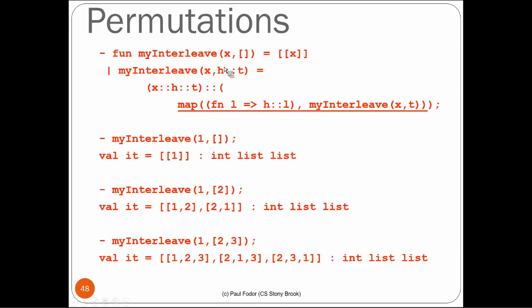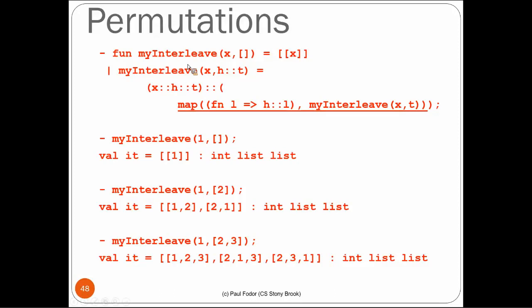So if x is inserted at any possible position in the list that contains h as the head and the tail t, one possible interleaving is to have x at the beginning of the list. So x cons h cons t is one such interleaving. And since the cons operator is right associative, it will first construct the list that contains h cons t, and then to that list it will insert x at the beginning. So the first possible interleaving has x as the first element, h as the second element, and it ends with the tail t. So basically we have one list of the same type of elements created.